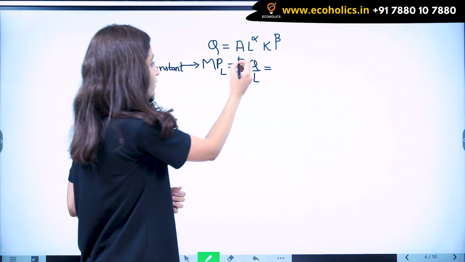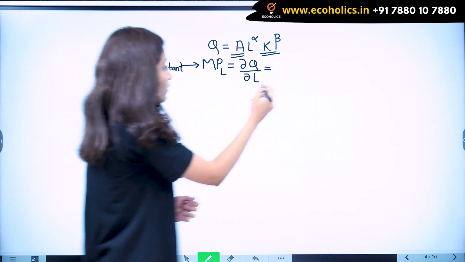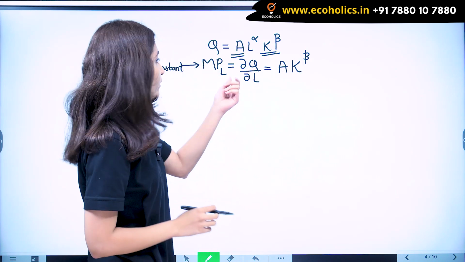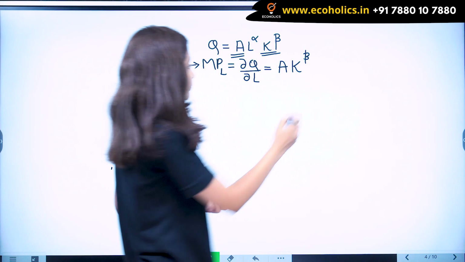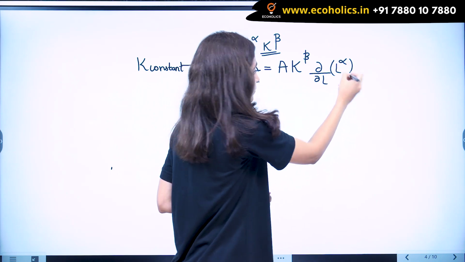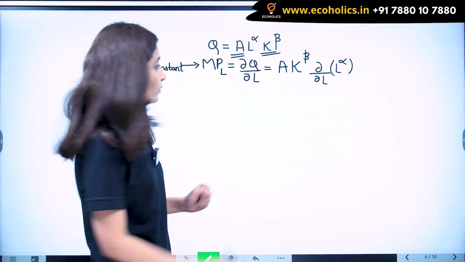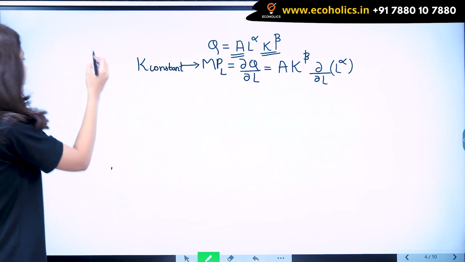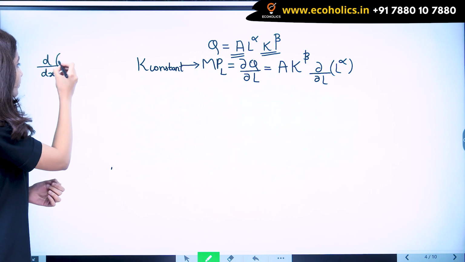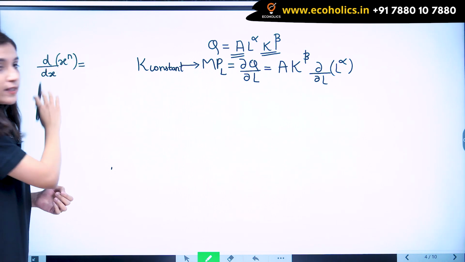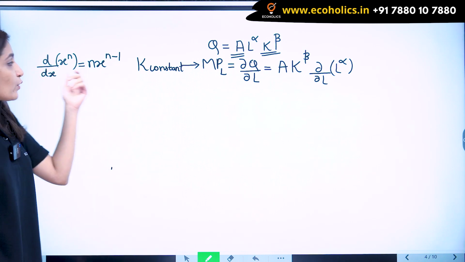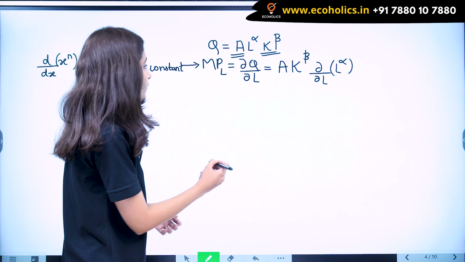So we have two constants, that is A and K raised to beta. The only term that we need to differentiate is L raised to alpha. Now we all know that there is a basic rule of differentiation, as we have already seen in our previous video, that differentiation of x raised to n is n x raised to n minus 1. So we have n in this case as alpha.